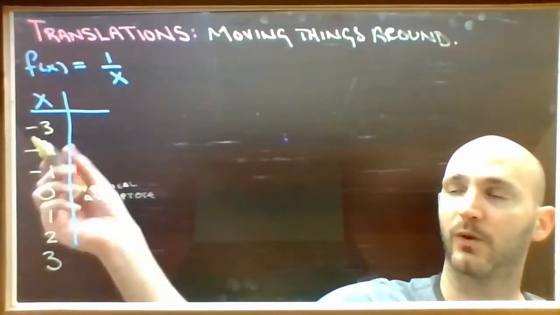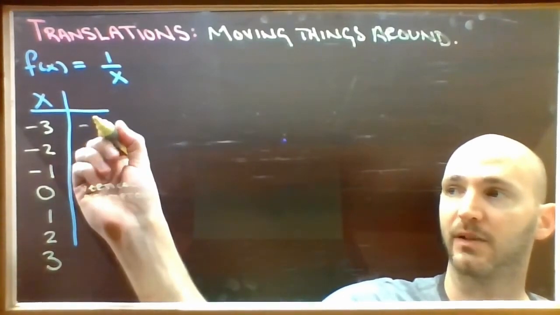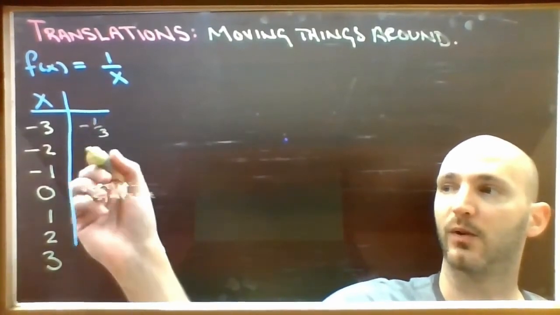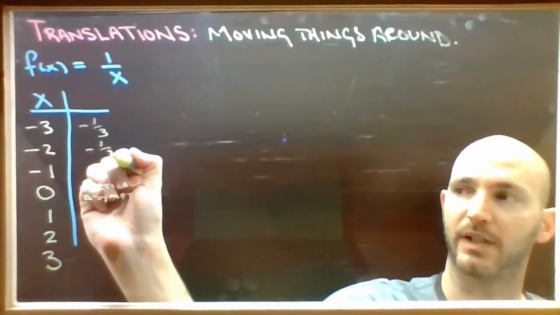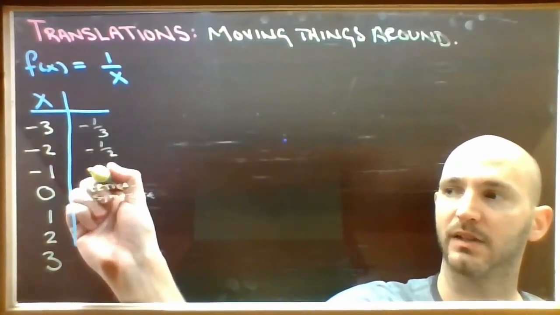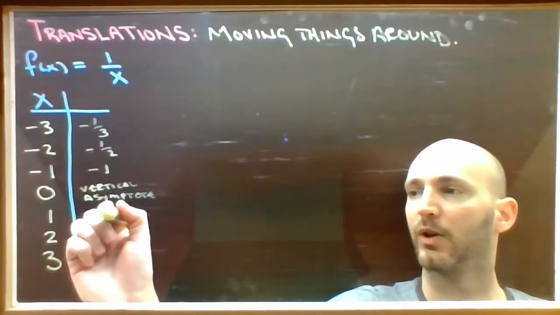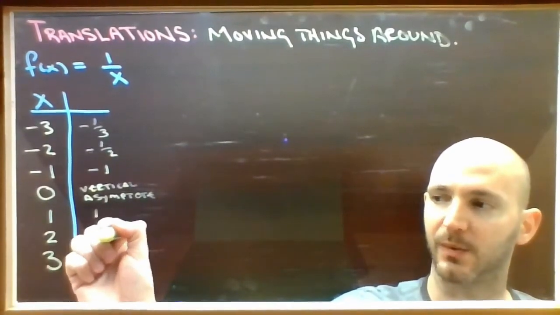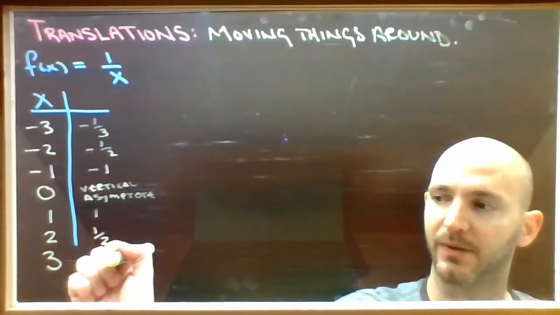So 1 over negative 3 would be negative 1/3. 1 over negative 2 is negative 1/2. 1 over negative 1 is negative 1. 1 over 1 is 1. 1 over 2 is 1/2. And 1 over 3 is 1/3.